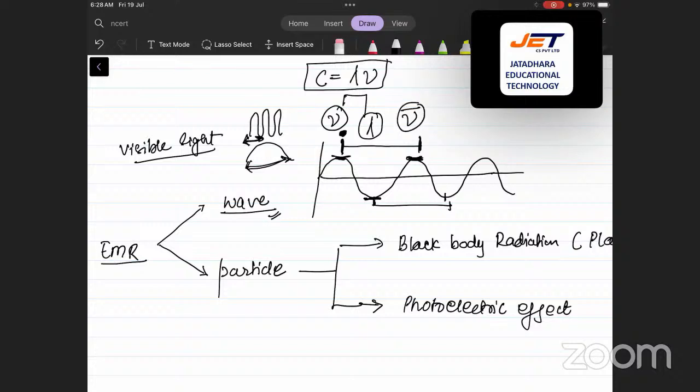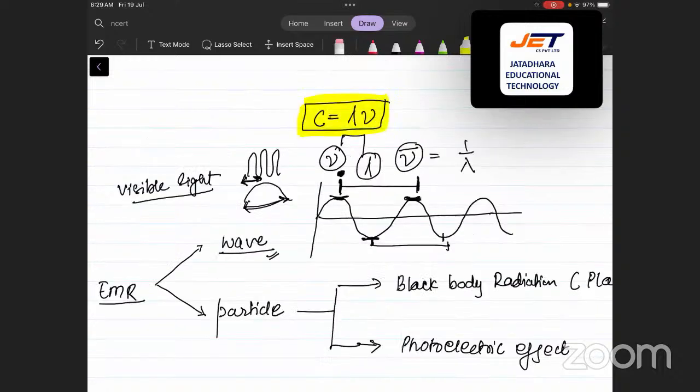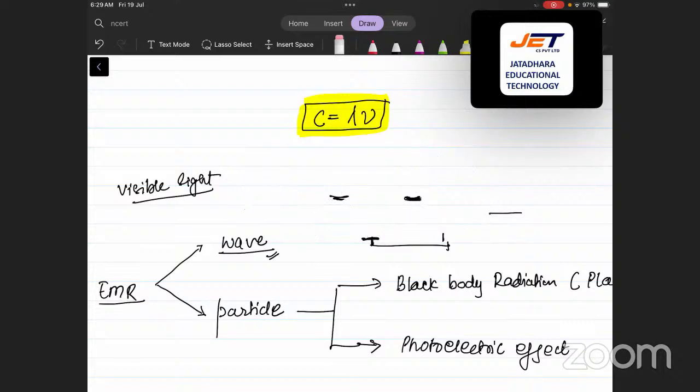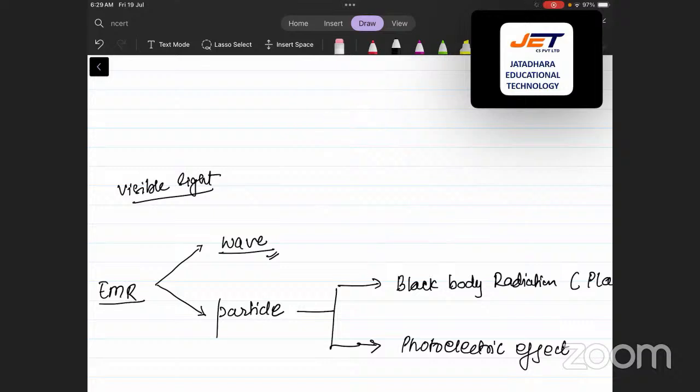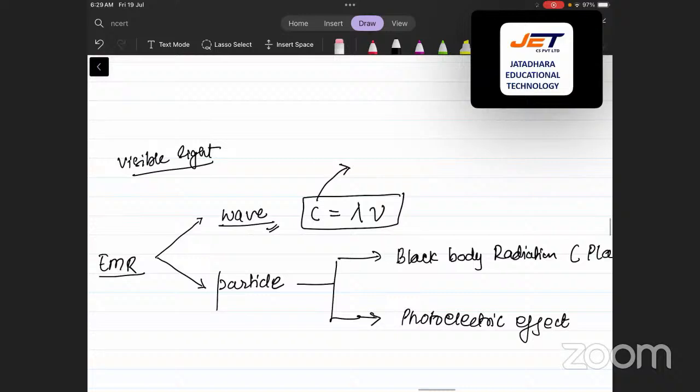And the wave number is simply the reciprocal of the wavelength. This is a formula that we have to keep with us. From there, we have one formula, which is that the speed of light is equal to wavelength into frequency. So from here we have c equals lambda into nu. And what is the speed of light? We all know. What is the speed of light? Yes, everyone, you have to tell me what is the speed of light.